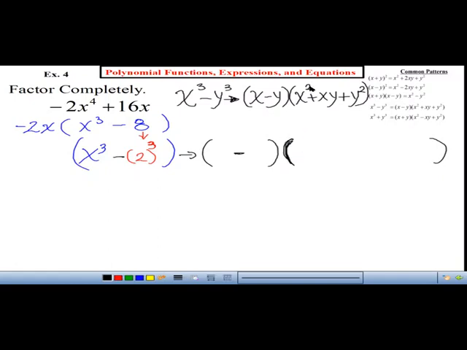Check this out, but now it has a square, so I'm going to put that in parentheses squared, plus this one says x plus y, x times y, plus, and then parentheses for y squared. Okay, there it is.